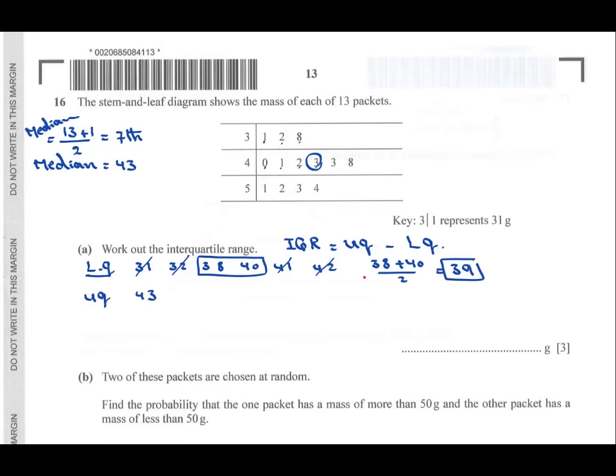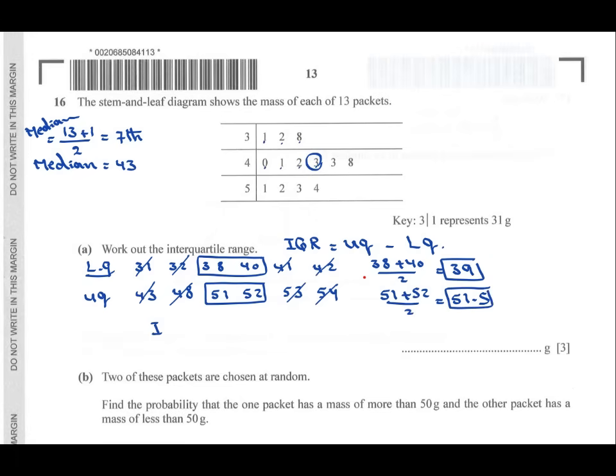43, 48, 51, 52, 53, 54. By cancelling, we can find that there are two numbers in the middle of the last half, 51 plus 52 over 2, which is 51.5. Now we can find the interquartile range.